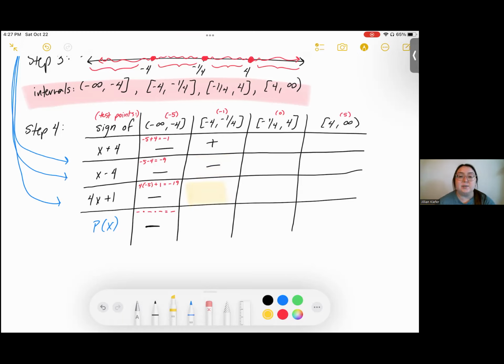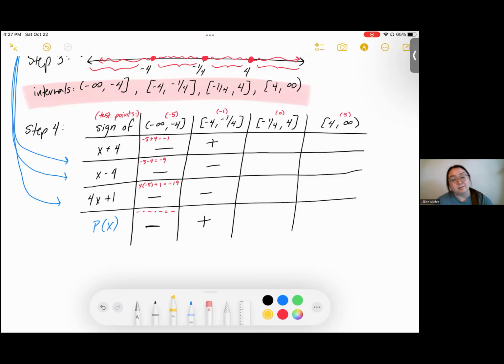Then our next one here, we're plugging in -1. 4 times -1 would be -4, plus 1 would be -3. Don't care about the value, just whether or not it's positive or negative. So for P of X here, in our bottom row, we've got two negative numbers times a positive number. Two negative numbers create a positive number, times another positive number would be a positive number. So P of X would be positive on that interval.